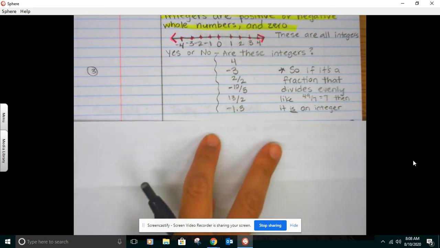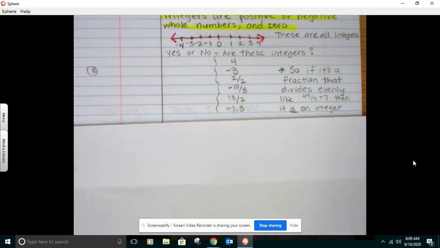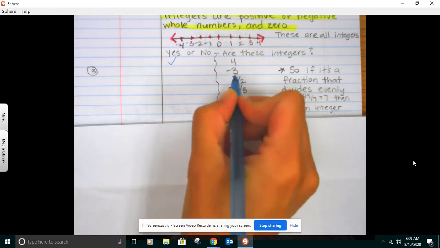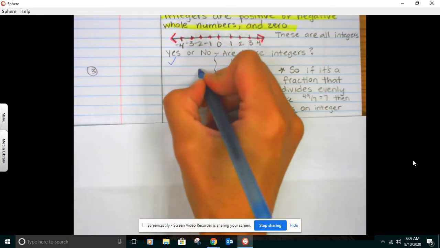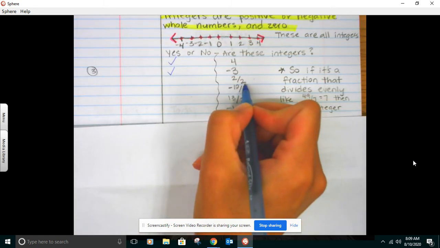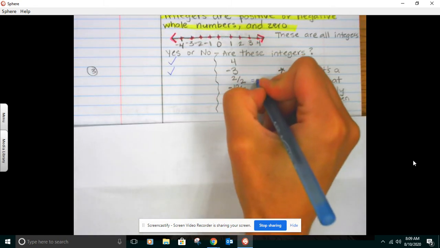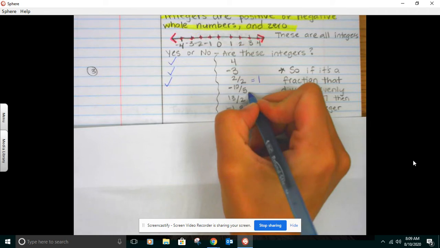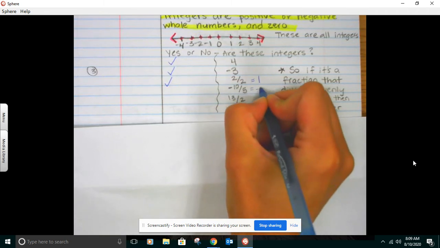Okay, so let's just go through and see. So 4, well, yeah, 4 is on the number line. Yes, it's an integer. -3, yeah, it's on the number line. Yes, it's an integer. 2/2, 2 divided by 2, that does divide, that equals 1. Yes, that is an integer. -10/5, it's a fraction, but I can divide it. It would equal -2. Yes, it's an integer.